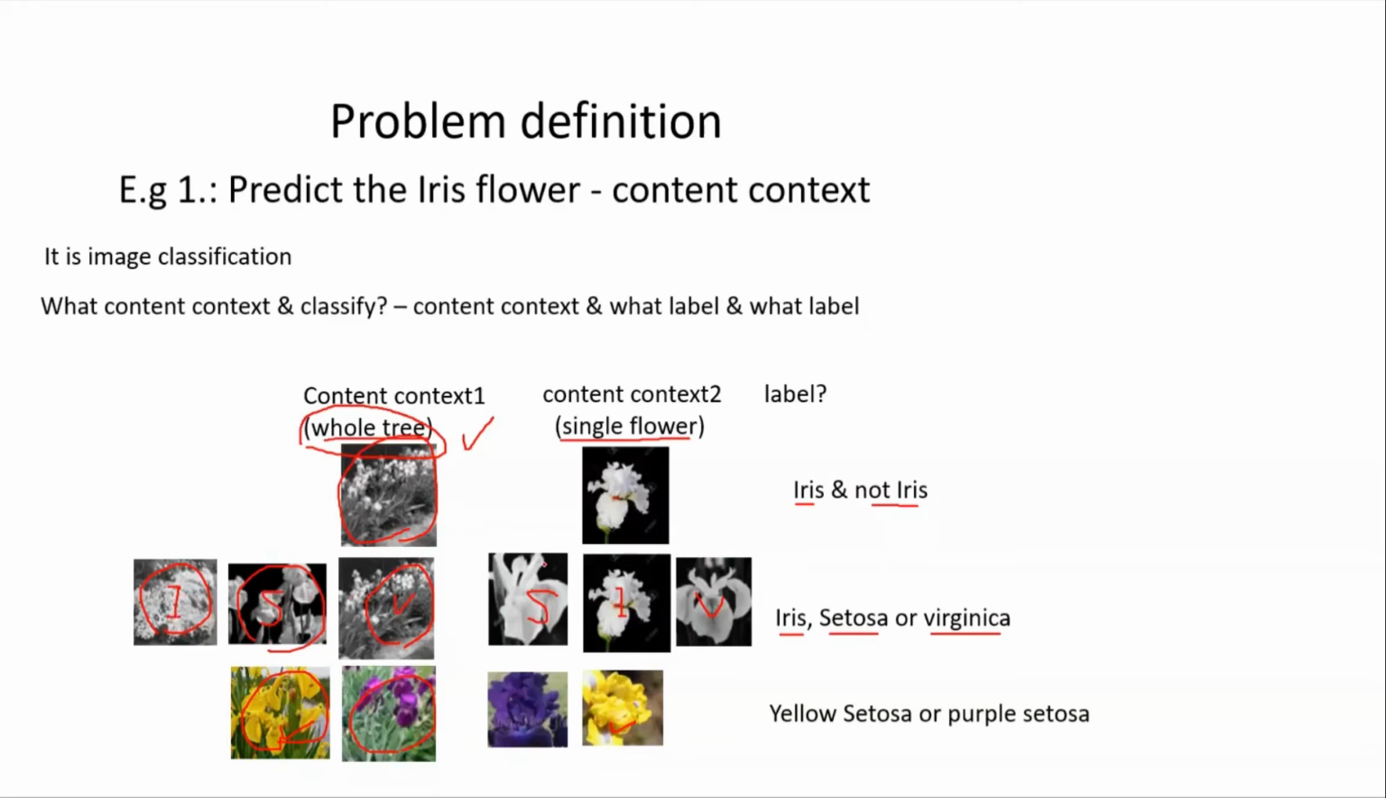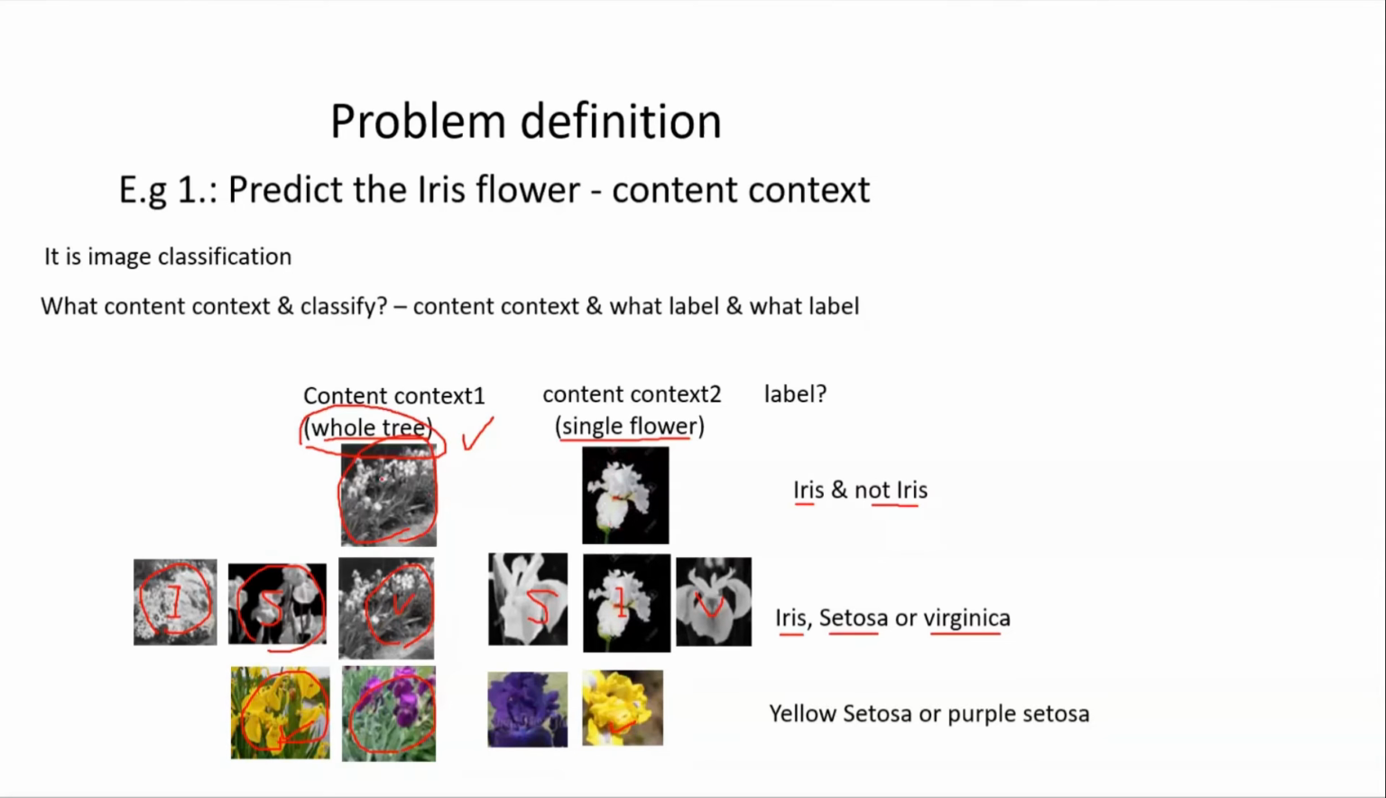So you've got one title, predict the iris flower, iris flower recognition, but you can have two types of problem statement. One is a single flower, another one is the full tree. If we ask the system, what kind of flower is this? Your photo input is just like this. They can predict it is an iris flower.